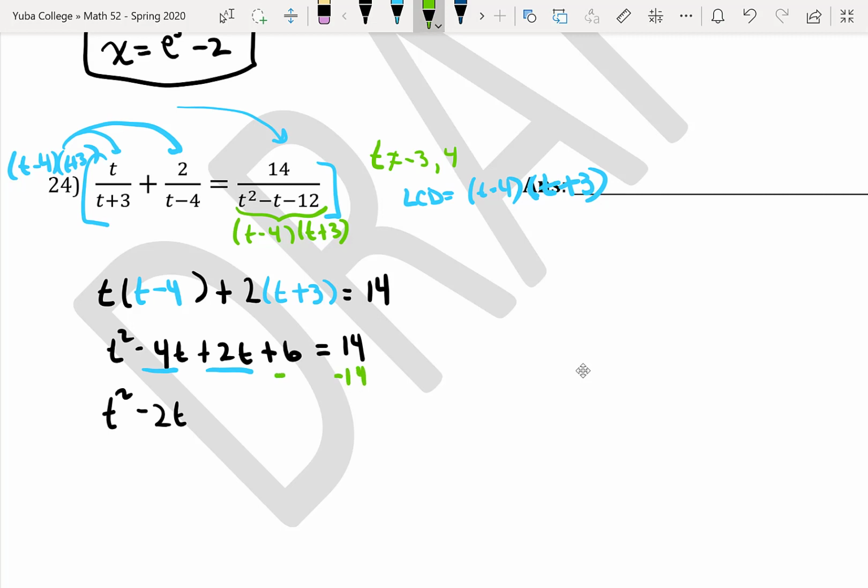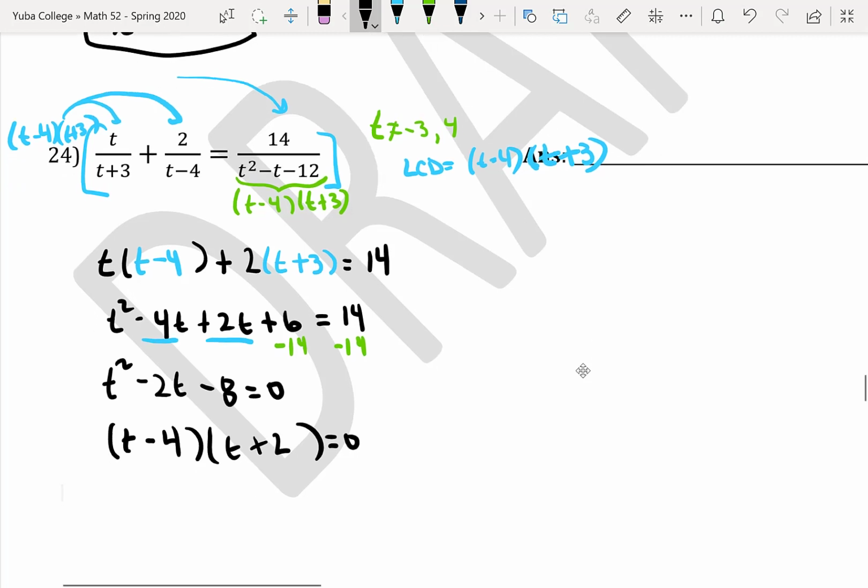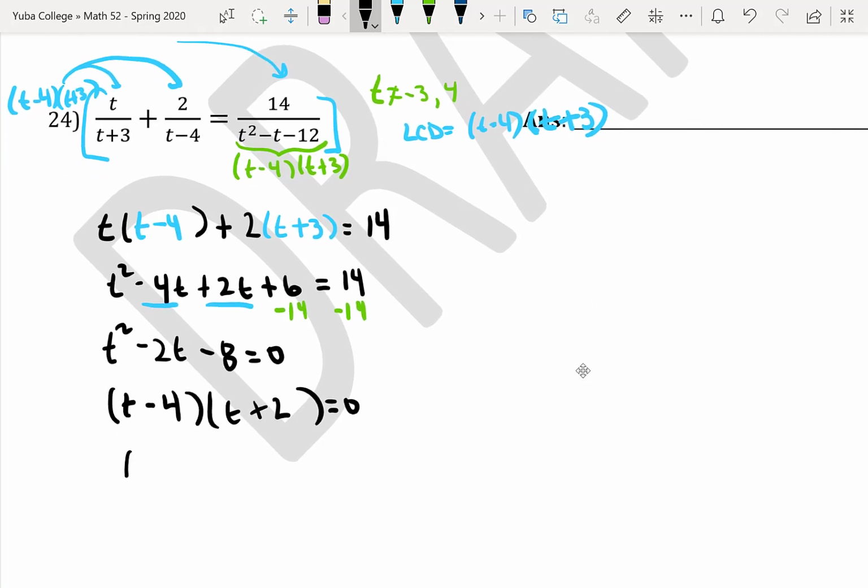So in this case, t is equal to positive 4. t minus 4 is equal to 0 when t is 4, and t plus 2 is 0 when t is negative 2. This is where I said you had to be careful. Notice that t cannot be these values. So t cannot be 4. And so t is only equal to negative 2.